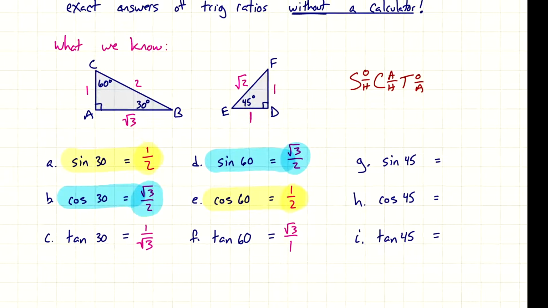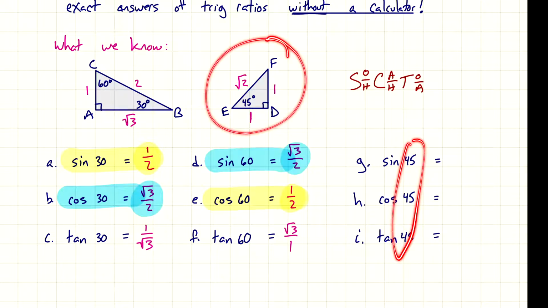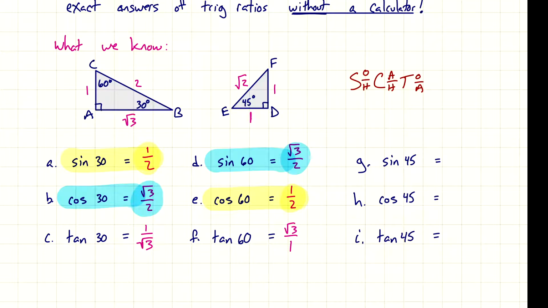Moving on to the last row, we're looking at 45s. So that means we're going to be looking at this second triangle. Sine is going to be 1 over square root of 2. Cosine is going to be also 1 over square root of 2. And tangent of 45 is going to be 1 over 1, which reduces to 1.